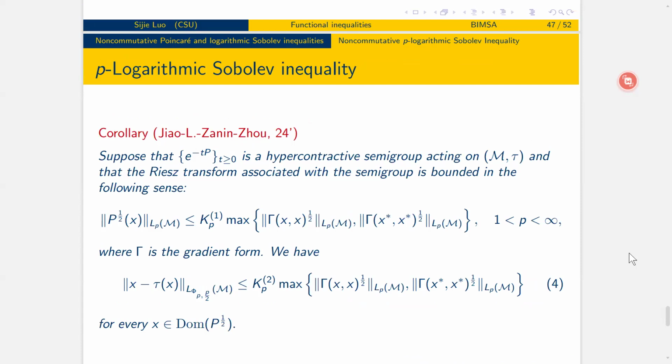Okay. And this is the p-log-Sobolev, the p-log inequality. But one thing I should mention here, p is strictly bigger than 1. We could not deal with the case when p equals 1. Okay, this is the main problem we consider most.